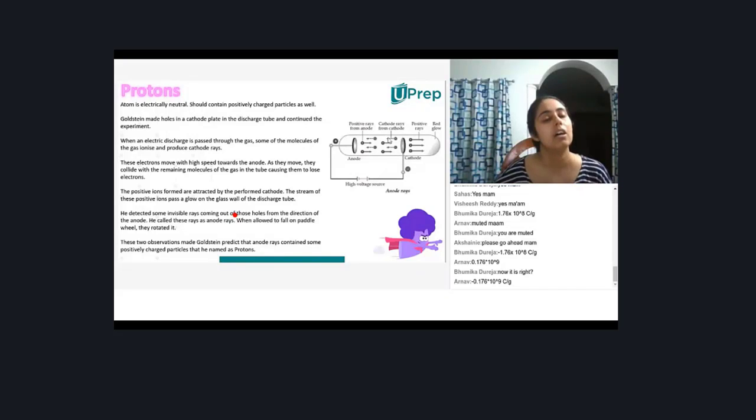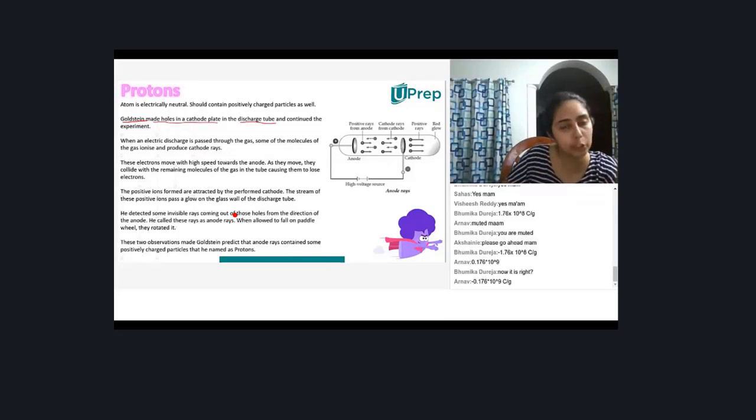But they did not know how to prove it. So Goldstein continued the cathode ray experiment. He changed it slightly, and that is how he discovered protons. He took the same Crookes tube, and inside the cathode plate of that Crookes tube, he made tiny holes. So when he makes those tiny holes in the cathode plate, what happens? Remember, he continued the cathode ray experiment.